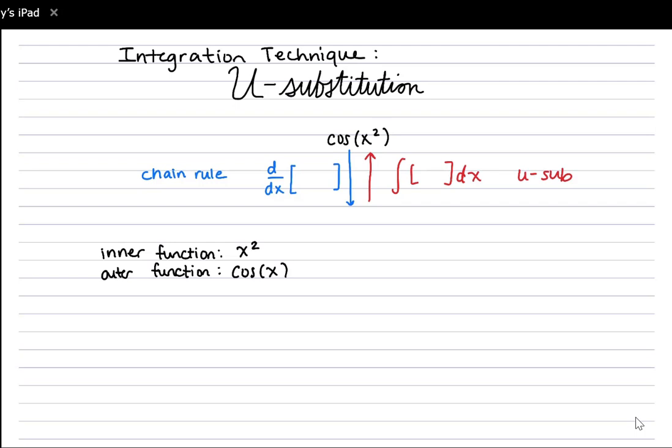When we take the derivative of such a function, we are used to applying the chain rule. First we take the derivative of the outer function, cosine of x. The derivative of cosine is negative sine. So negative sine, and then x squared. And then chaining on the derivative of the inner function, which is 2x.